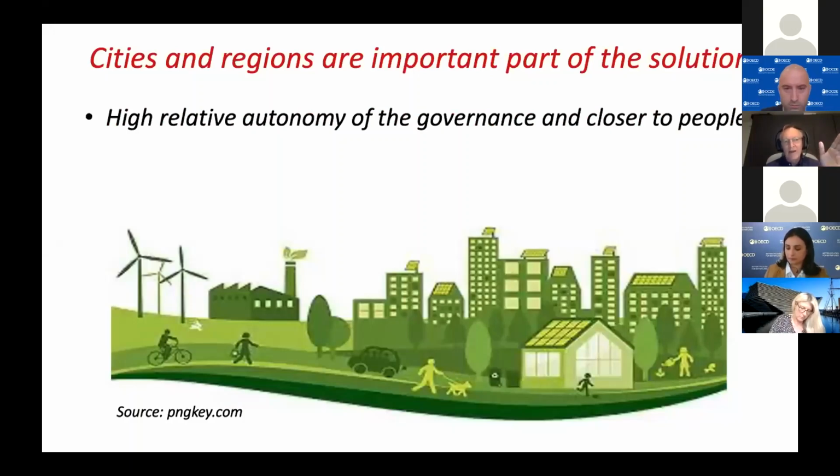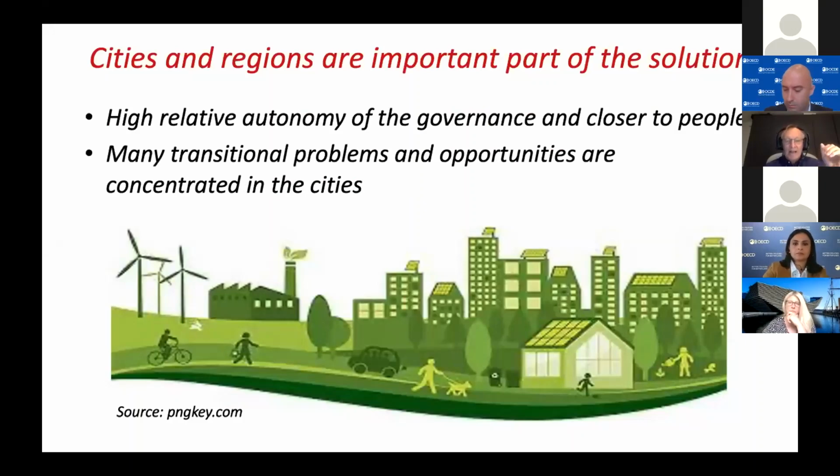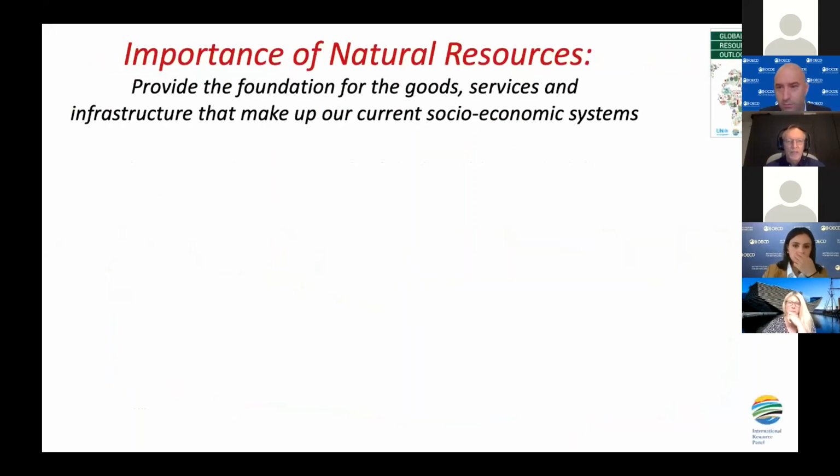One is that they have high relative autonomy of the governance, so they do not so much depend on national governance or on the global governance. And of course, as we have heard also in the previous session, they are closer to people. Second, many transitional problems and opportunities are actually concentrated in the cities. That's why the focus on the cities and regions is so important.